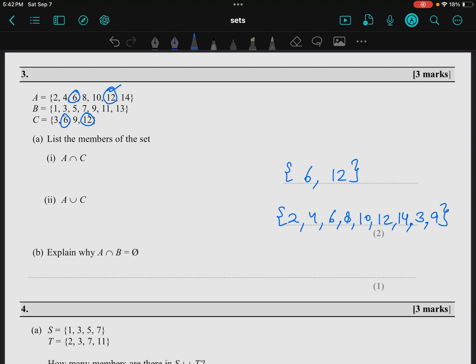Explain why A intersection B is the empty set. If you see A and B, A is a set of even numbers and B is a set of odd numbers. So nothing is common. That is why A intersection B is the empty set. A and B have no members in common.